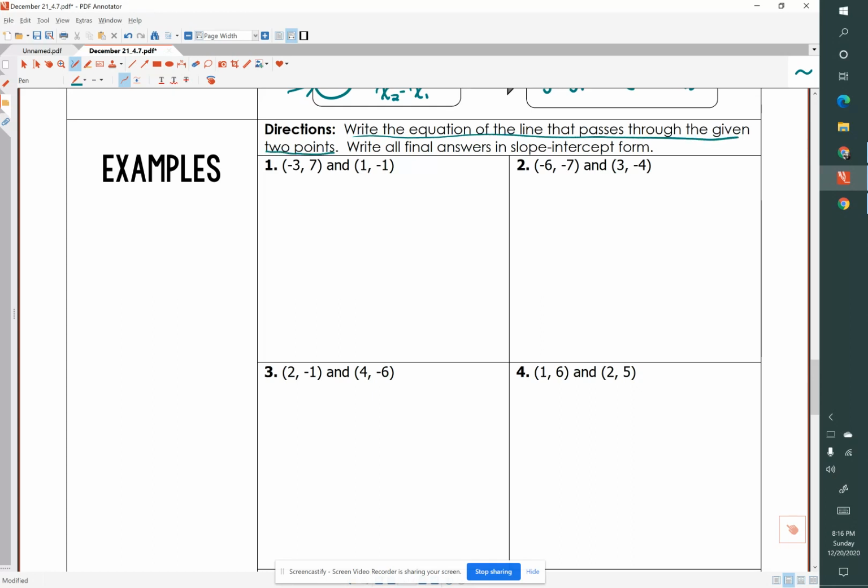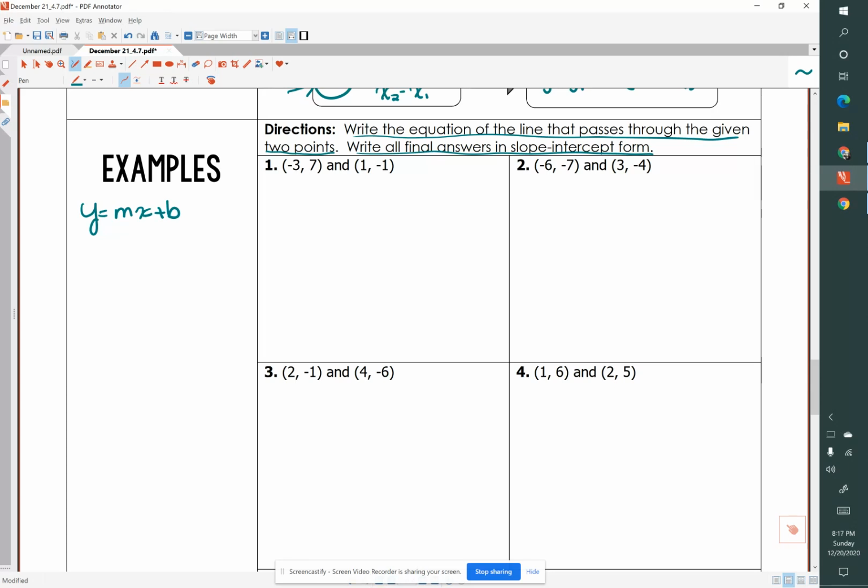They're giving us 2 points, and we're going to write the equation of the line. We are also asked to write all final answers in slope-intercept form, and slope-intercept form is y equals mx plus b. All right, so now we've got (-3, 7) and (1, -1).